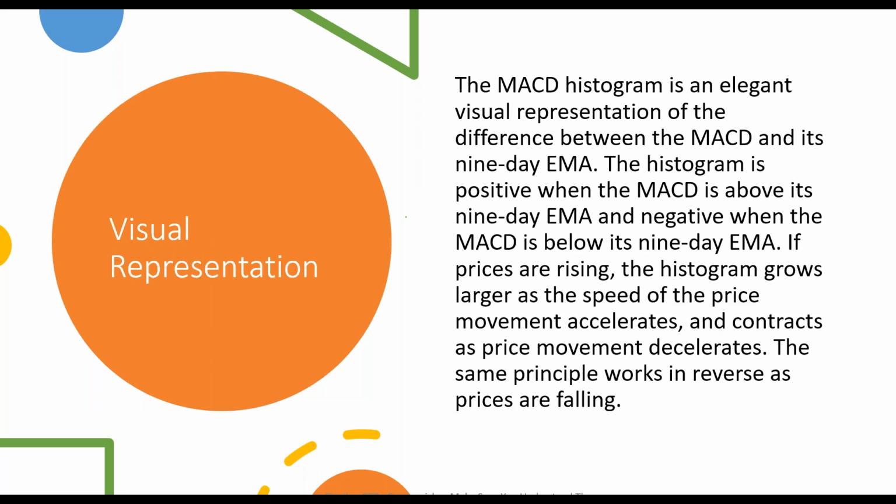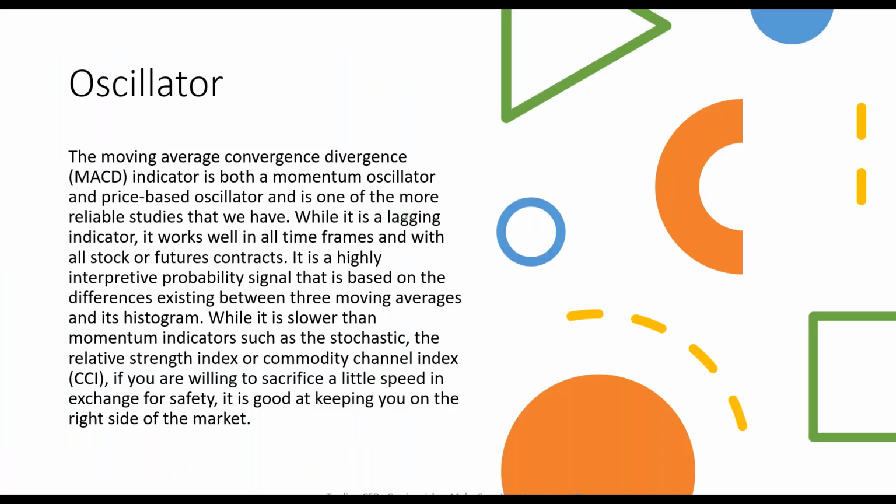So the MACD histogram is just an elegant visual representation of the difference between the MACD and its 9-day EMA. The histogram is positive when the MACD is above the 9-day EMA and negative when below. If prices are rising, the histogram grows larger as the speed of the price movement accelerates and contracts as the price movement decelerates. The same principle works in reverse as prices are falling. So you can see the momentum and measure the speed of the asset by looking at the depth of the histogram.